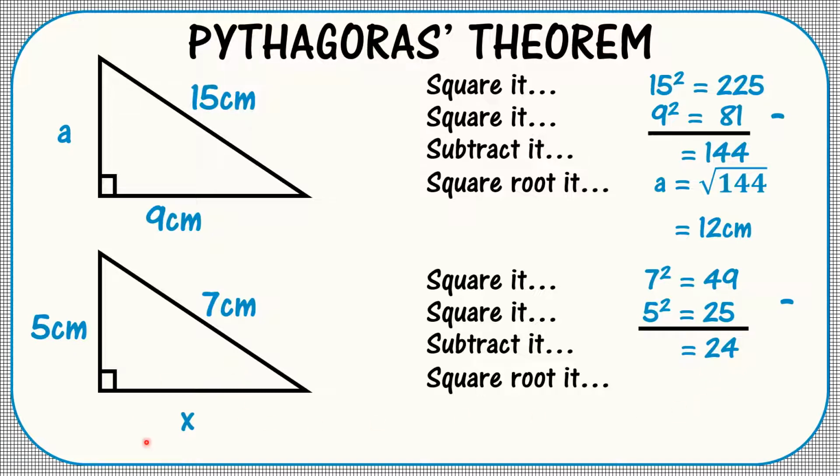The final step to work out the value of x is square root 24. So x is the square root of 24. X equals 4.89897 and so on. Again, generally you leave this to one decimal place. So the final answer is 4.9 centimeters to one decimal place.